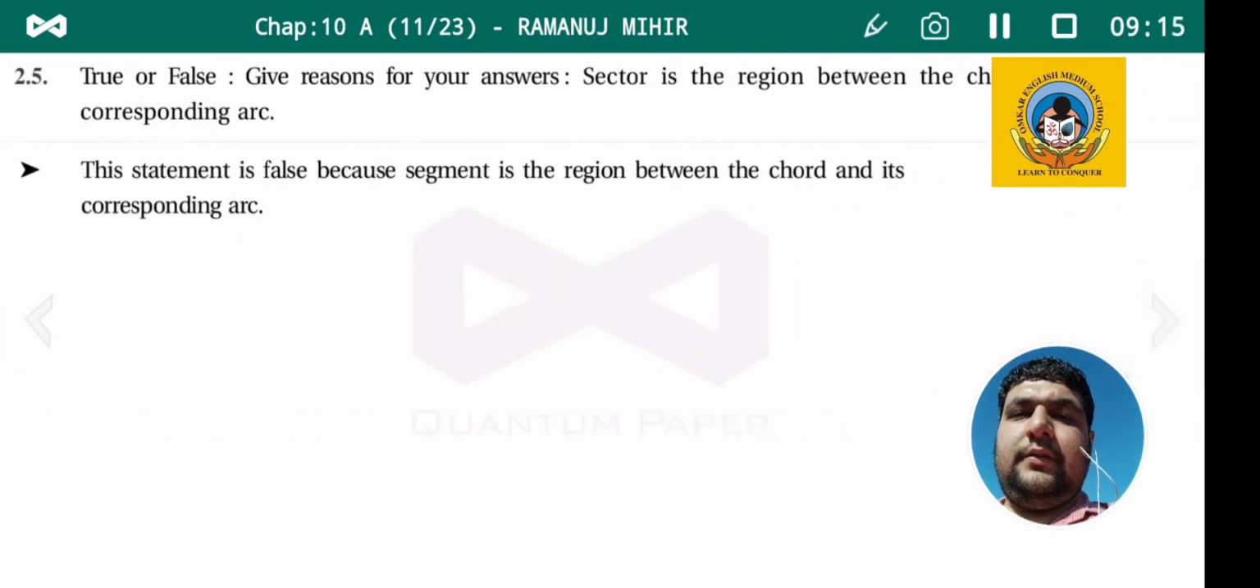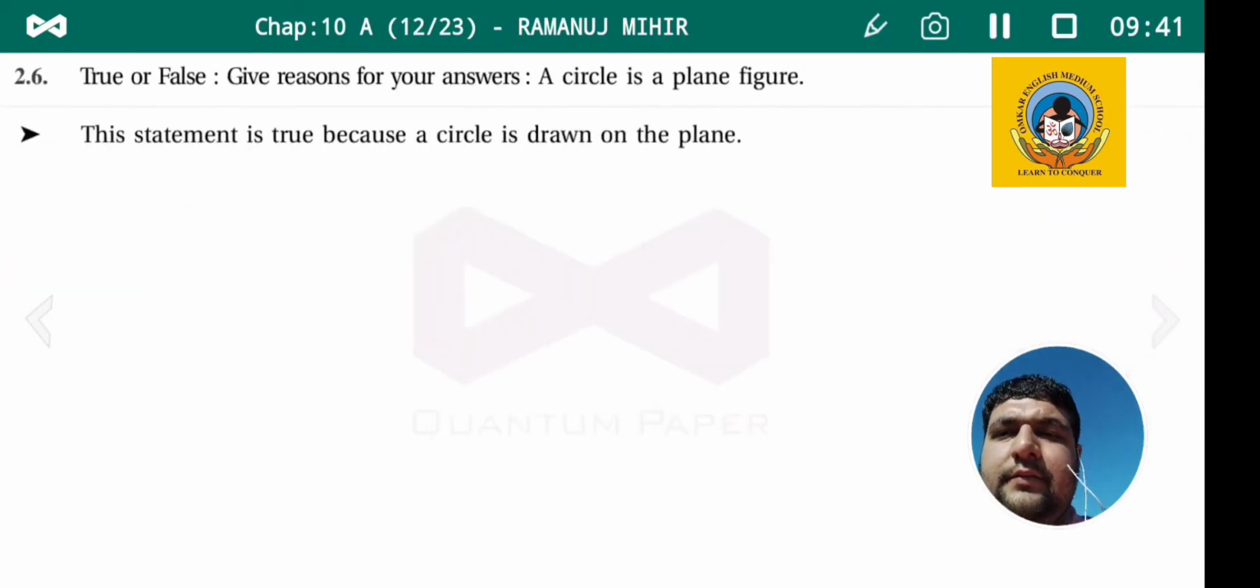Now the next question. True or false? Give reason for your answer. Sector is a region between the chord and corresponding arcs. This statement is false because it is a segment. I have already explained that a segment is the region between chord and arc.